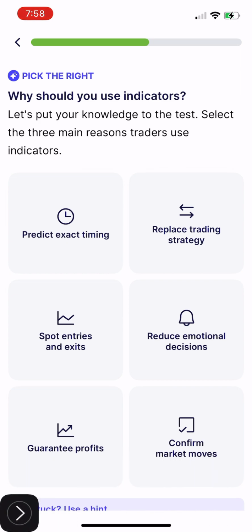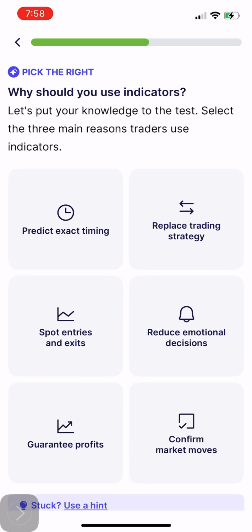Why should you use indicators? Let's put your knowledge to the test. Select the 3 main reasons traders use indicators. Predict exact timing. Replace trading strategy. Spot entries and exits. Reduce emotional decisions. Guarantee profits. Confirm market moves.